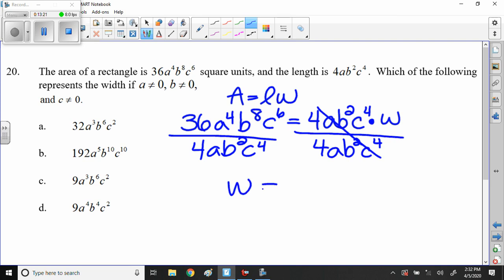So if we divide 36 by 4, we get 9. So I know it's going to be either C or D. And then from there, my larger a is in the numerator. 4 minus 1 is 3. My larger b is in the numerator. 8 minus 2 is 6. And my larger c is in the numerator. 6 minus 4 is 2. So it looks like that is going to be answer choice C.